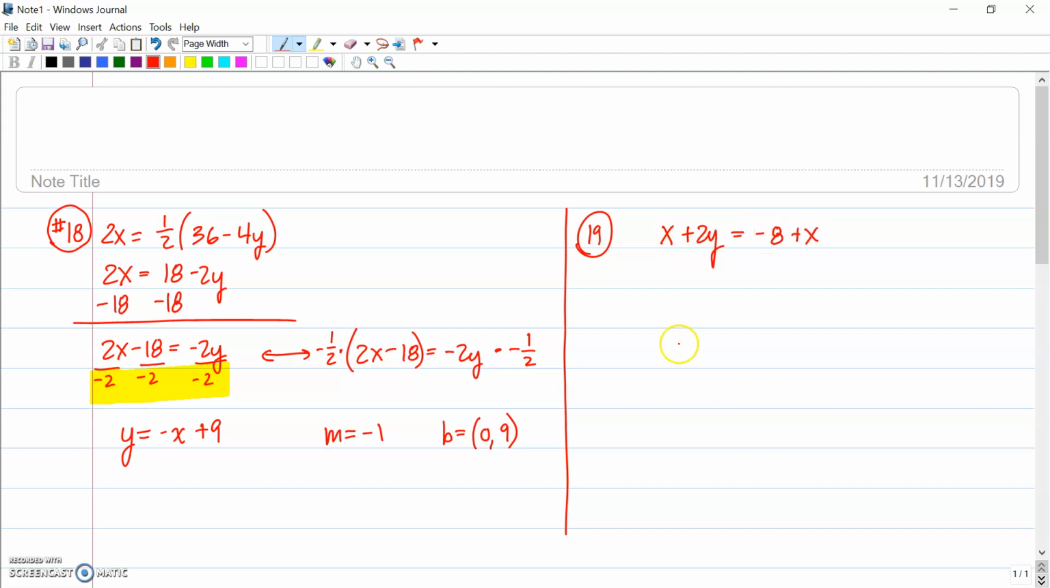All right, so we're going to isolate y. So we're going to move the x terms to the same side. Oh, that's weird. And then we're going to divide by 2, and we get y equals negative 4.